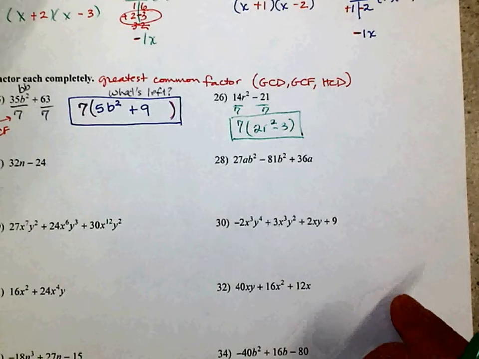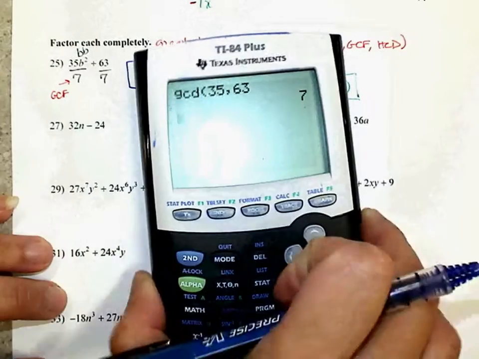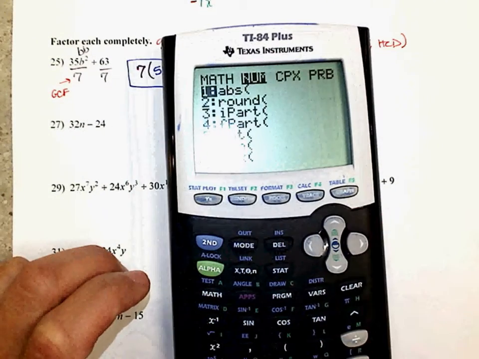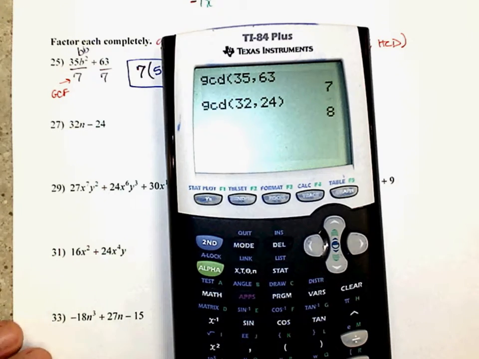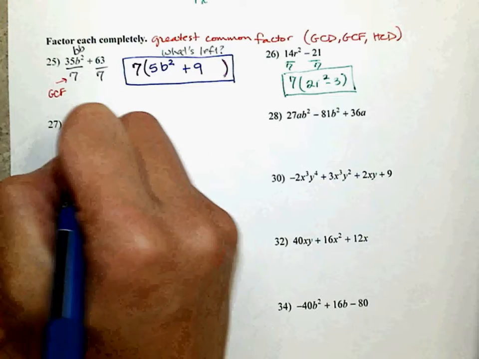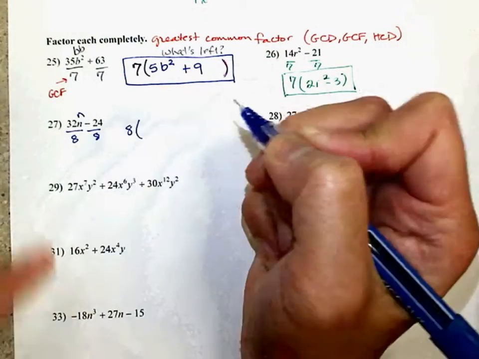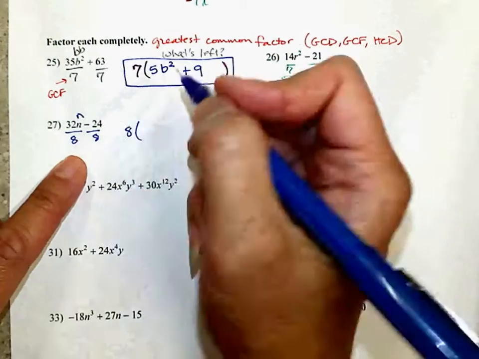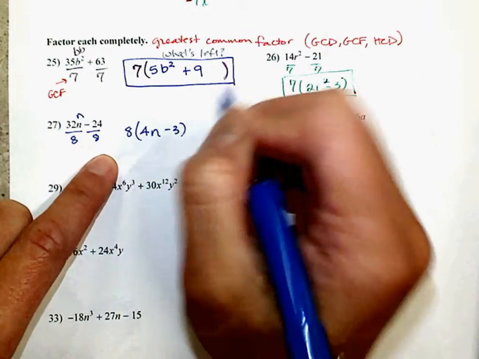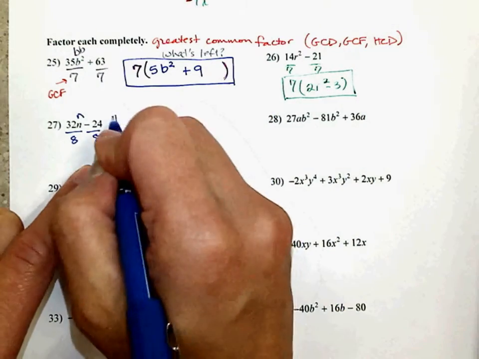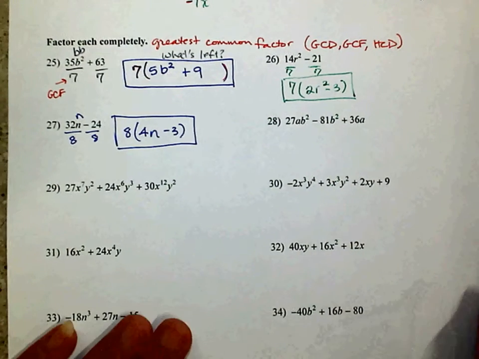Okay. Number 27. What do those two have in common? Well, let's go to math. Right click. 9, 32, 24. Okay. The highest number they have in common is an 8. So I'm going to divide each of these by 8, and this one only has one n. Factor out your 8. 32n divided by 8 is 4n. Negative 24 divided by 8 is negative 3. And in the last problem, in the page 1, you guys were multiplying, and now you're factoring. That's opposite. Okay?